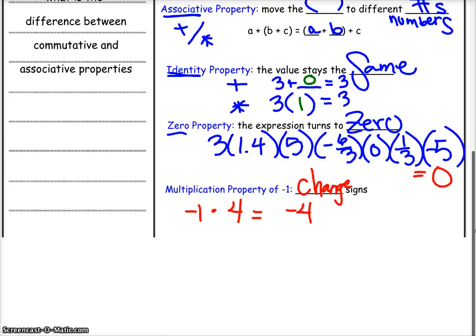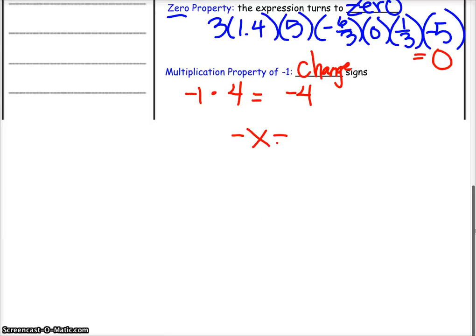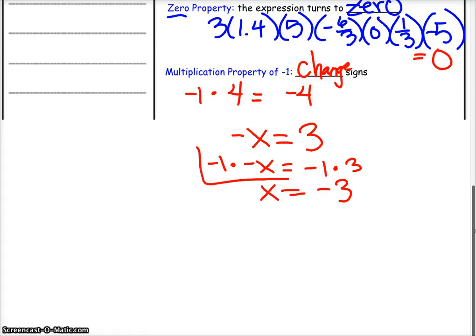You do want to do that when you have this. That is not solved for x. X still has that negative hanging out by it. So we utilize the multiplication property of -1 by timesing both sides by -1. And then that cancels that out. Okay? It's just changing signs. I don't ever show this. We'll get more into that when we get into our algebra unit.